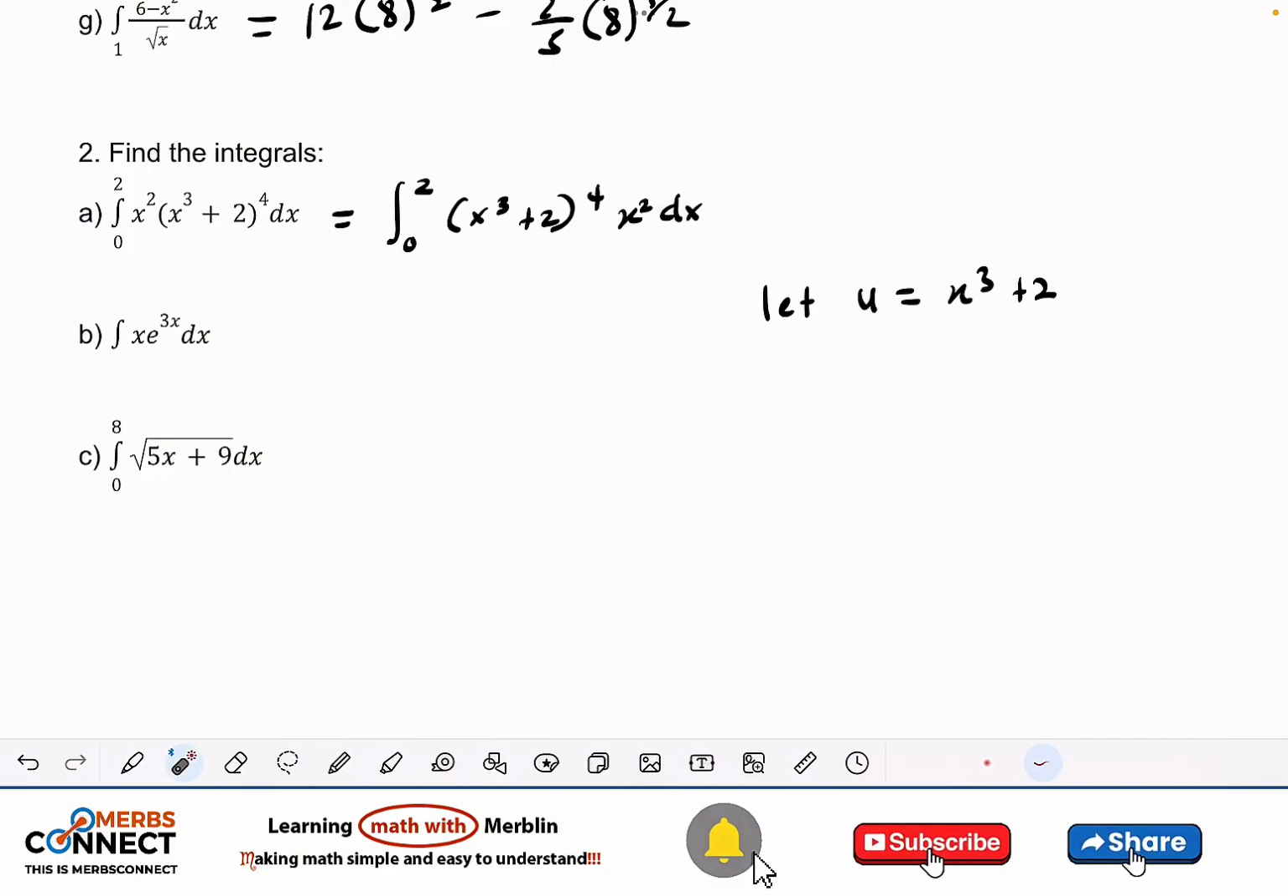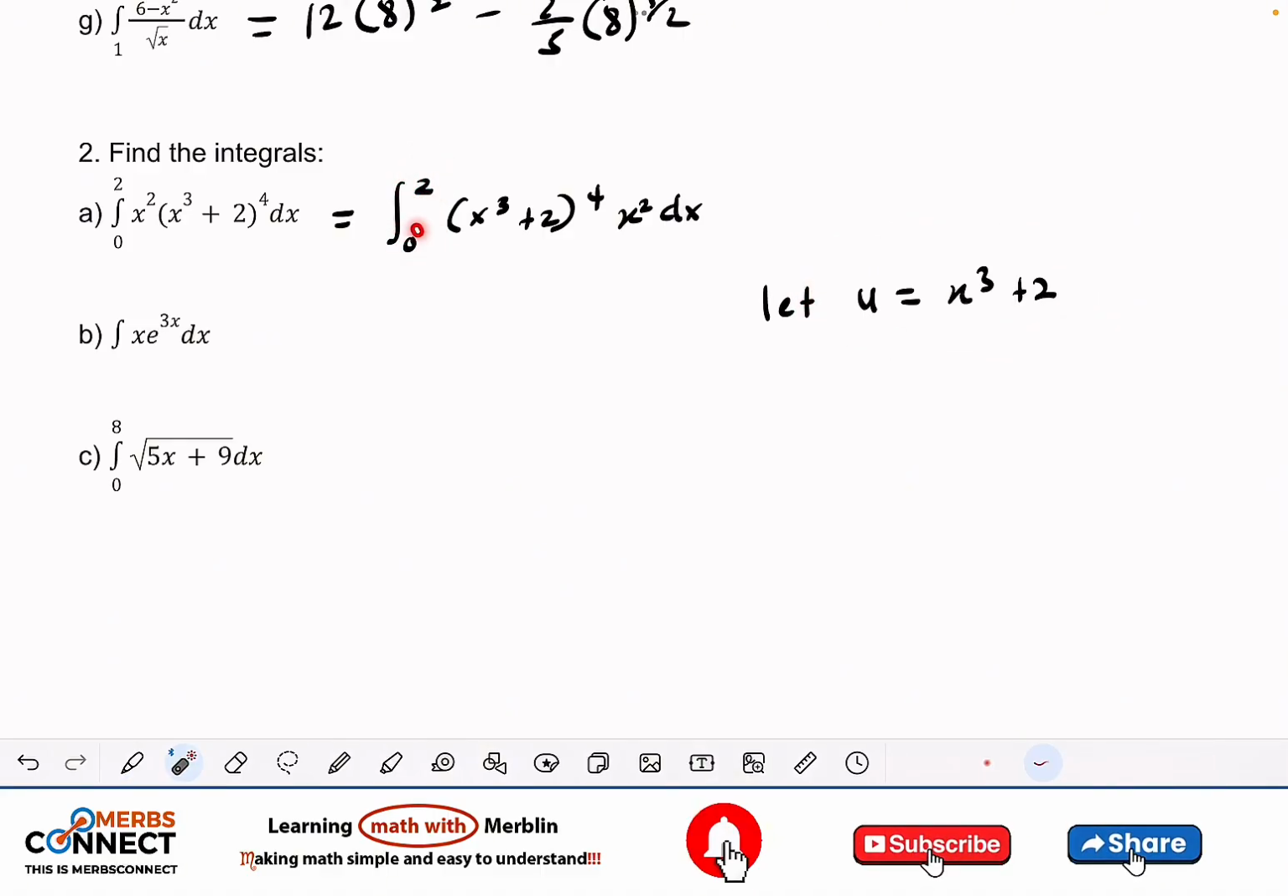Now I'm saying that everything under the root here is u, right? So if everything under the root here is u, then see what I can do. I'm changing everything to u. So I need to make sure that I change the limit also to what? u. So this is what I'm doing.